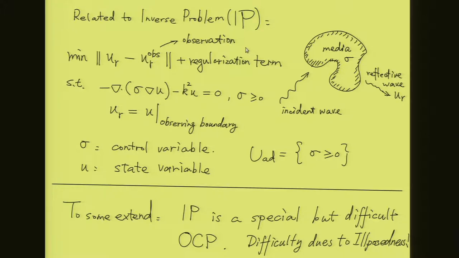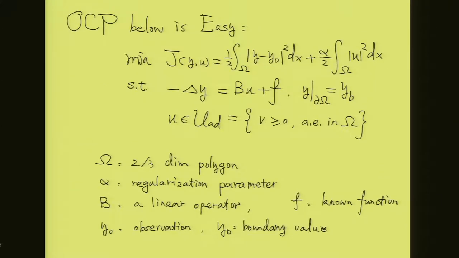Here the constraint equation is actually a linear equation. But since this sigma is unknown, this sigma is multiplied by the gradient of u. So often the inverse problem is nonlinear. But I would not like to go into such a difficult problem, so we are trying to study a very easy optimal control problem. I will restrict myself basically to this very simple model problem to show our numerical method.